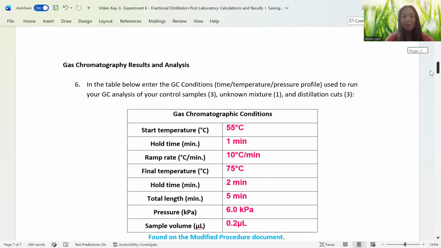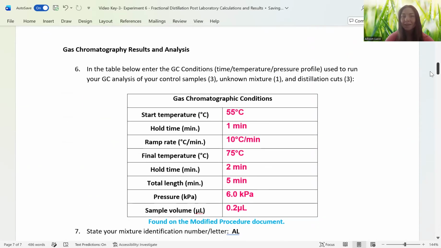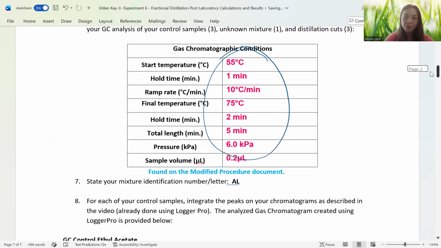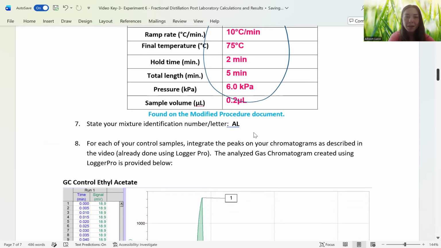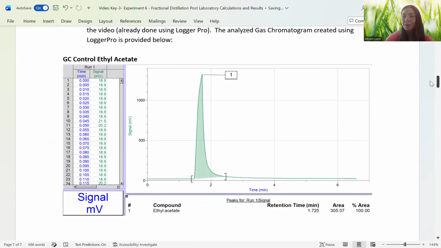Then we have our gas chromatography results and analysis section here. Anything in pink will not be entered on your document 3. This is what you would provide. This information can be found in document 1, where I mentioned the parameters used to obtain the gas chromatographs. I mentioned you use your initials here as your identifier. And now these are the gas chromatograms that have already been analyzed for you.